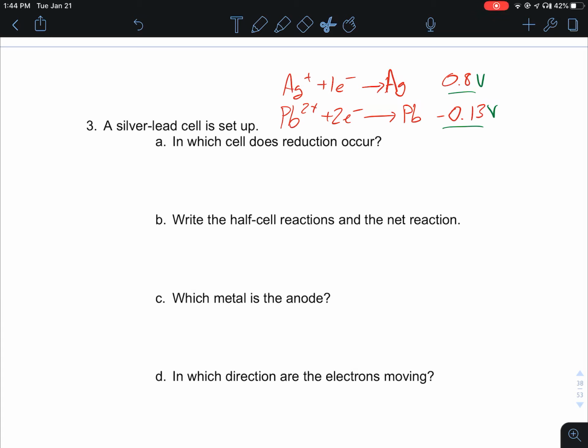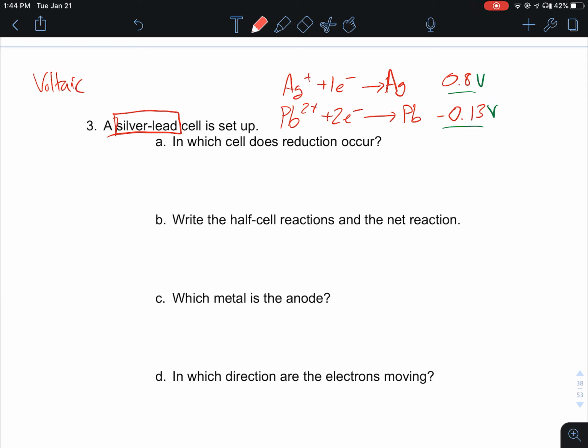Alright, for this video we're going to be setting up our electrolytic cell or electrochemical cell. So these are voltaic cells. So we're going to make that right now. And to do that, we are going to first look at what the metals are that we're using. So we're using a silver-lead cell.